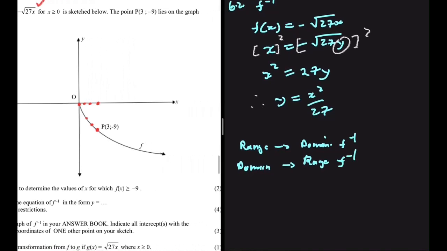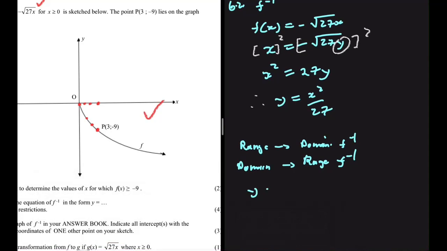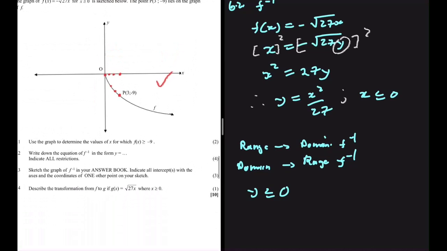If you look at the graph of f of x, you're going to realize that the range is y is less or equal to 0. So that tells us that the domain of our function will be x is less or equal to 0. That is a restriction we need to include. Let's move to the following question, 6.3.